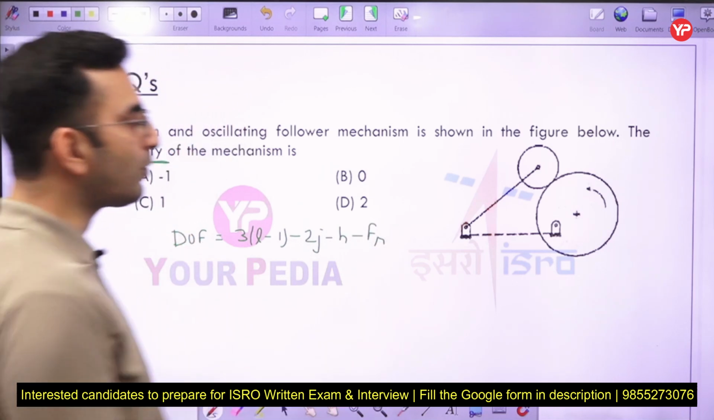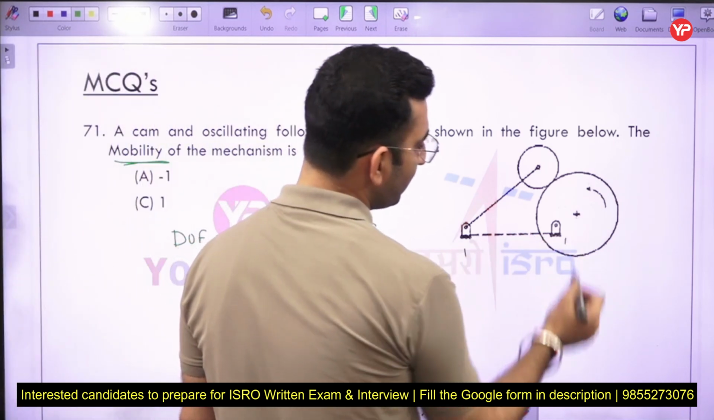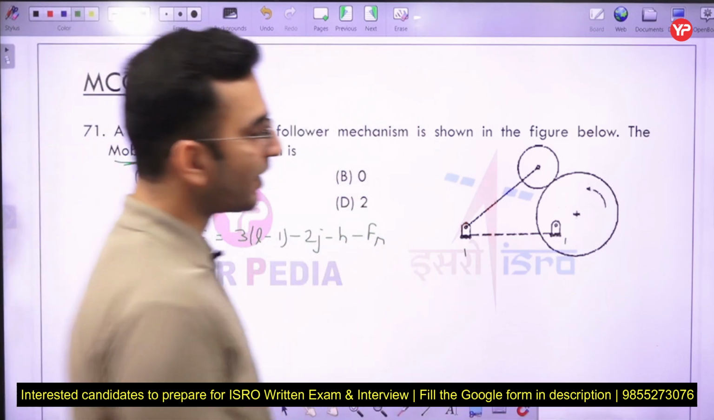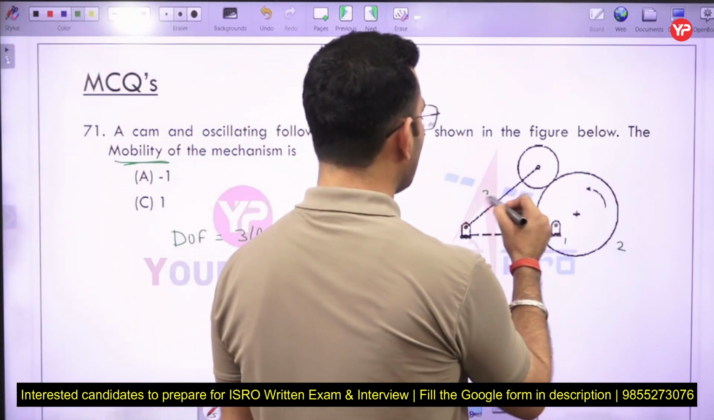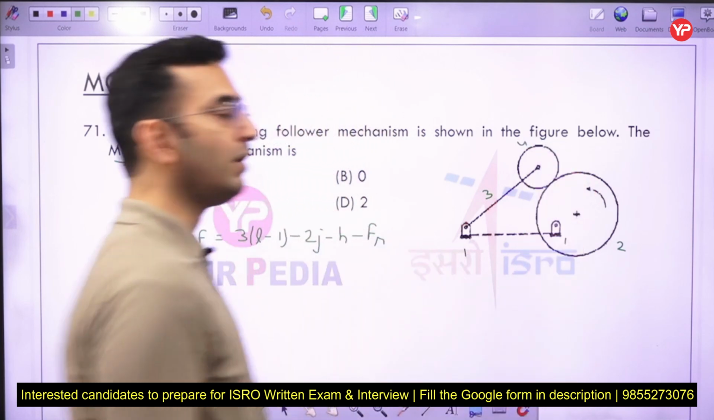So now calculate the number of links. Here we have the first link, the fixed link. We have a cam, link number 2. We have this rod, link number 3, and this roller, link number 4.